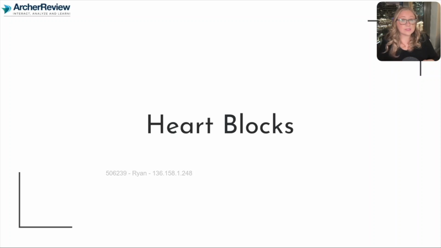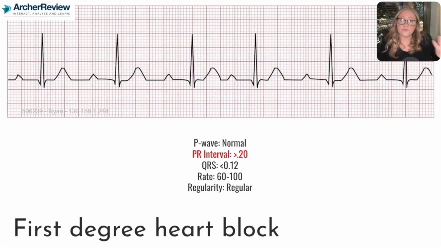For whatever reason, there's some sort of disruption on that highway. You can kind of think of it like a traffic jam, and we can see that disruption on the EKG. There are 4 types of heart blocks you have to know for the NCLEX.